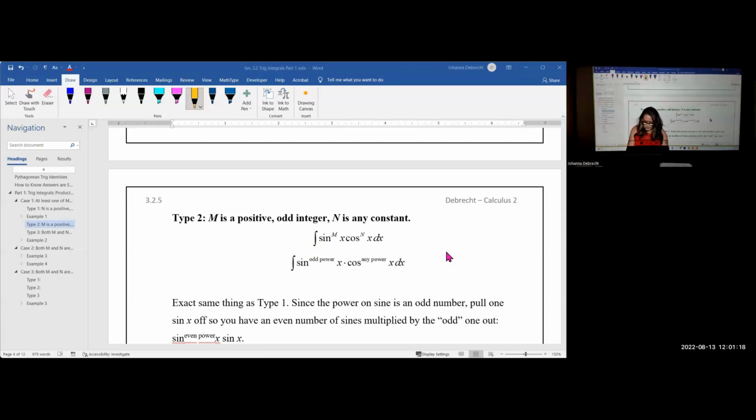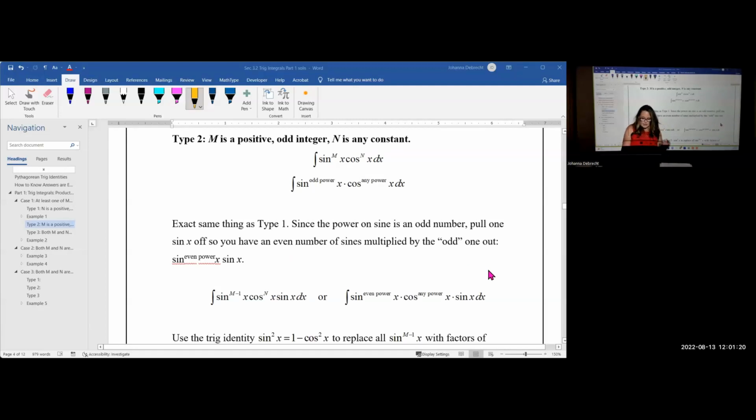So what are we going to do? This is just like type 1. Since the power on sine is an odd number, let's say there's 7, we'll do 7 this time. Pull one of the sine of x's off. So you've got 6 over here and then the 1 by itself over there. 7 was probably not a good choice. I need 3 hands. So then you have an even number of sines, 6 of them, times the odd one out, that's the 7th.